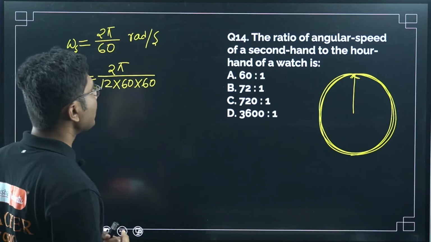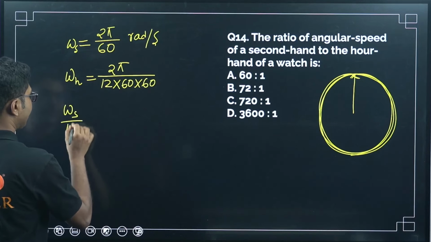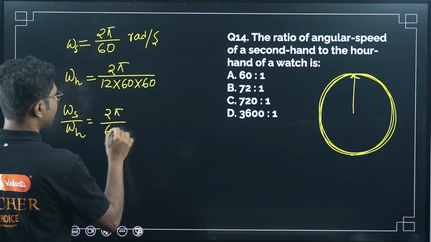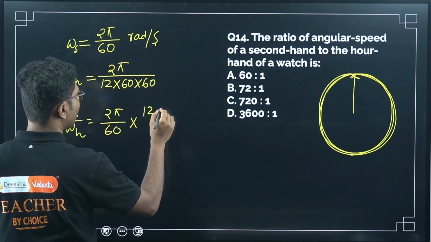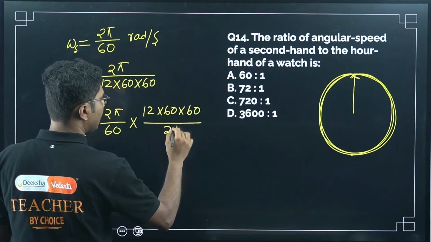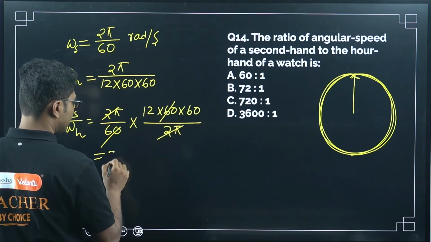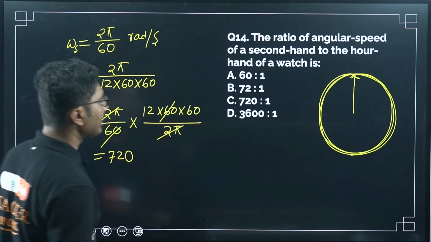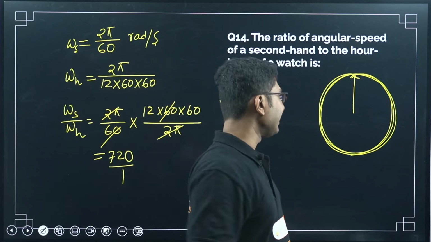Now what you have to do, you have to find the ratio of these two. So WS by WH you have to find. WS is 2 pi by 60. Now WH is in division, so you can simply reverse it and write 12 times 60 times 60 divided by 2 pi. So 2 pi cancels, one of the 60s will cancel. 12 times 60 is 720. So the ratio will be 720:1. 720:1 is the answer. Very careful, this is a very interesting question.